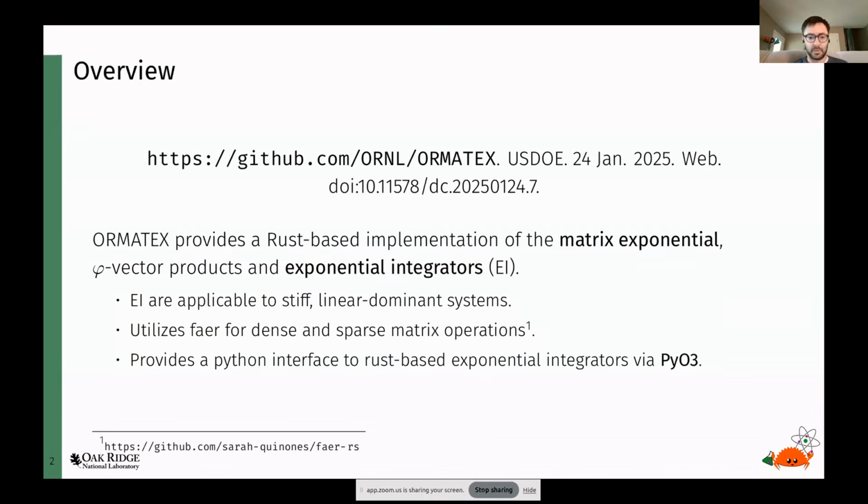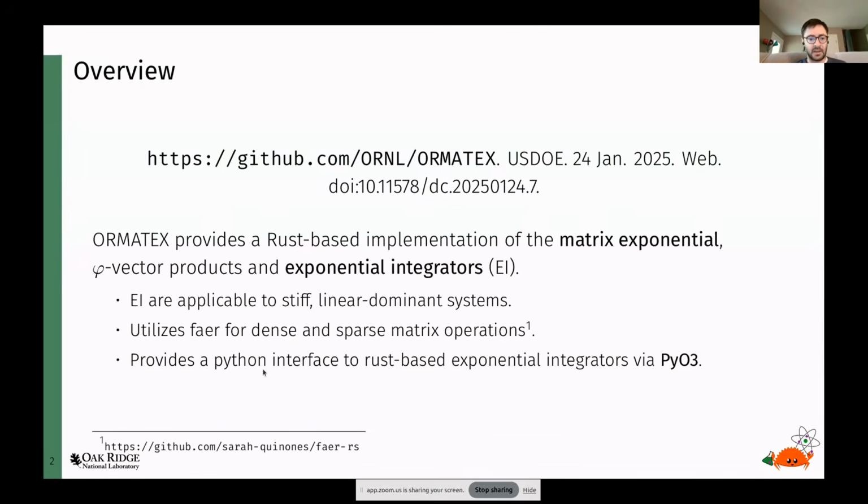So why might one be interested in ORMATEX or interested in exponential integrators in general? They are particularly applicable to stiff linear dominant systems, and they are competitive with implicit integrators in those circumstances. So we are utilizing Faer, the linear algebra crate that I have noted here at the bottom of this slide, for all of our sparse and dense matrix operations currently. We would like to support other linear algebra libraries in the future, but currently everything as far as storage and matrix operations is all Faer-based.